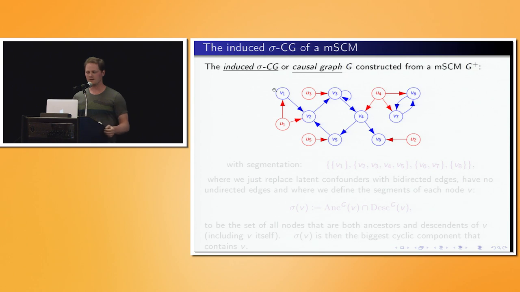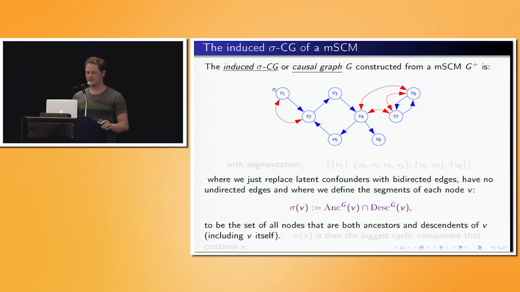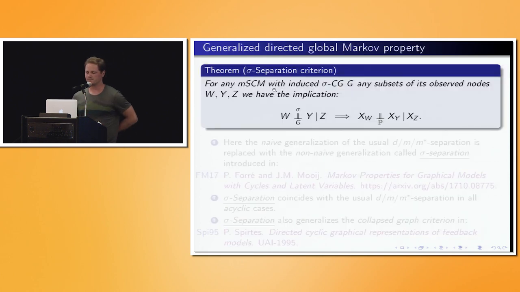So if we start now with a structural causal model, what sigma connection graph do we take? There's one choice: we first replace all latent confounders with bidirected edges. We have no undirected edges at this stage. We define the segmentation of the loops to be the biggest one you can take. We write it down: it's all the nodes which are ancestors and descendants of a node, and the node itself. Here you can see the biggest cycles, and they each form their own segment.